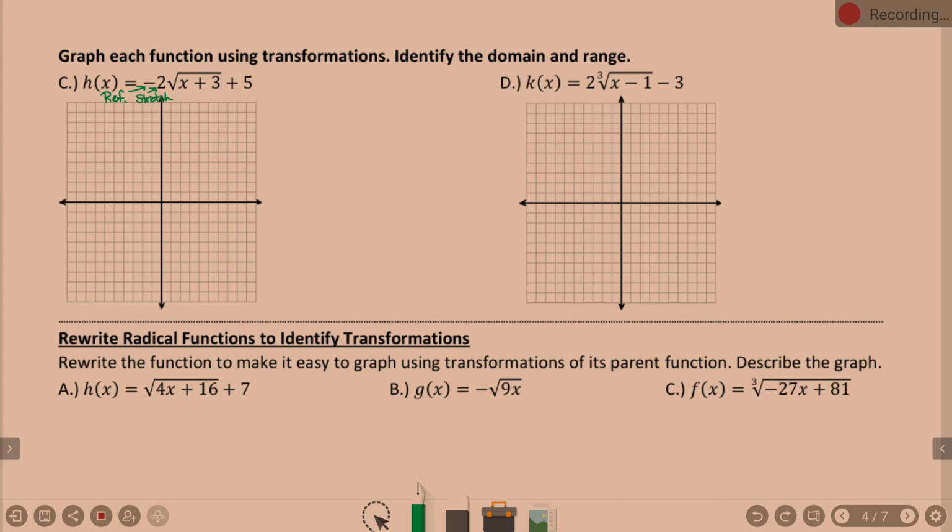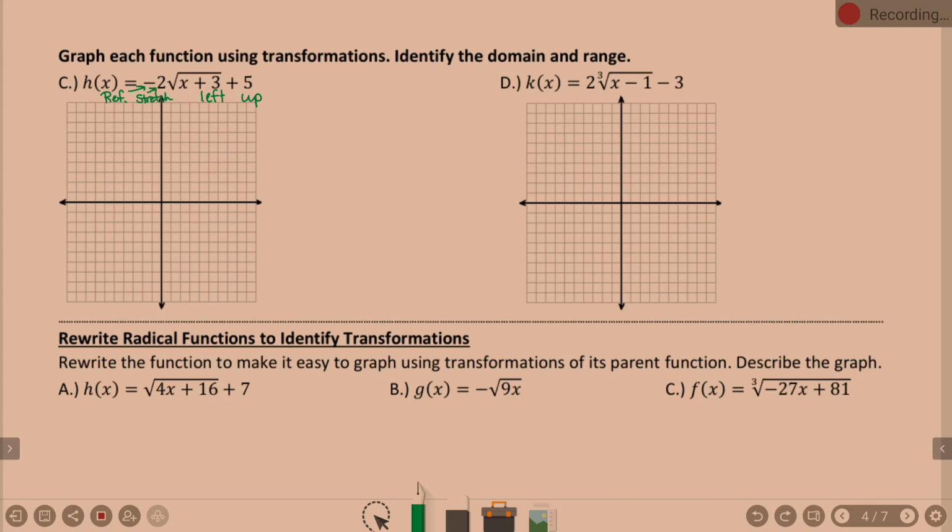What else? There's a +3. That +3 is under the radical, so what's that tell me to do? Left or right? Which one? Left. Remember, the left or right is the one that's always opposite the sign, yes? Okay, and what's the 5 tell me to do? Up or down. Since it's a +5 at the end, we're going to go up 5.